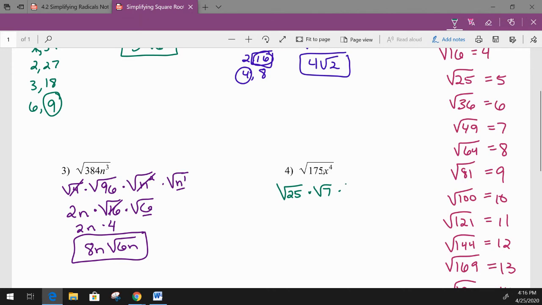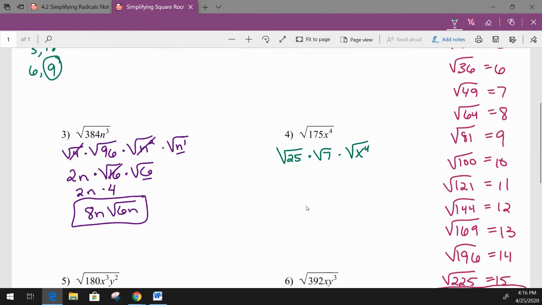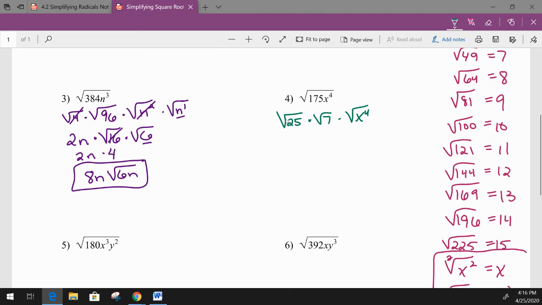The x to the 4th is a perfect square because it has an even exponent, so I do not have to factor that at all. Now take the square root of your perfect squares. The square root of 25 becomes 5. The square root of x to the 4th becomes x squared. You're going to divide by 2. Remember, the root is 2, so take the power divided by the root. But the square root of 7 cannot be simplified, so that would stay square root of 7.